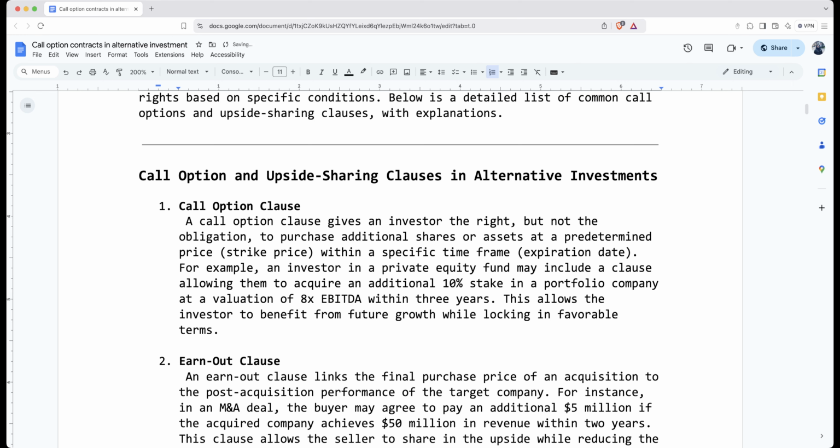For example, an investor in a private equity fund may include a clause allowing them to acquire an additional 10% stake in a portfolio company at a valuation of 8 times EBITDA within 3 years. So this is the exercise price, this is the expiration date, and this is the amount. This allows investors to benefit from future growth while locking in favorable terms. Now investors have incentive to work with entrepreneurs, work with issuers to make projects better.